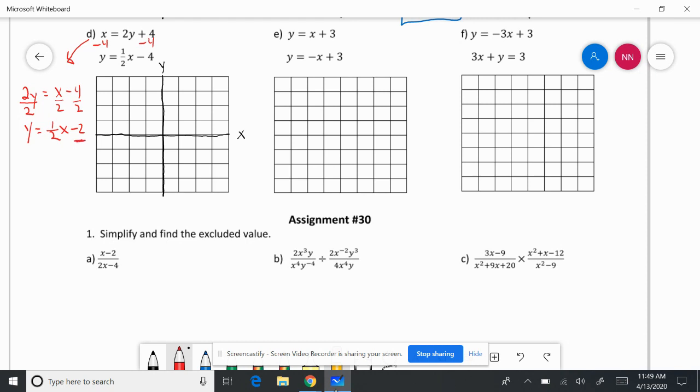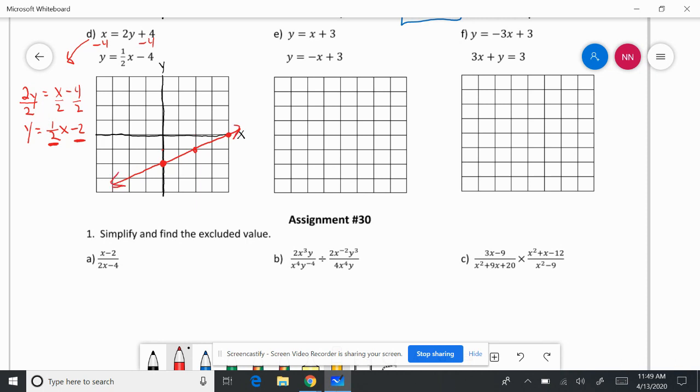My y-intercept is -2, meaning on the y-axis, I go to -2. My slope is 1/2. I go up 1 to the right 2, just to make sure I'm graphing it straight. I'm going to go up 1 and to the right 2 again. And that right there gives me my slope.